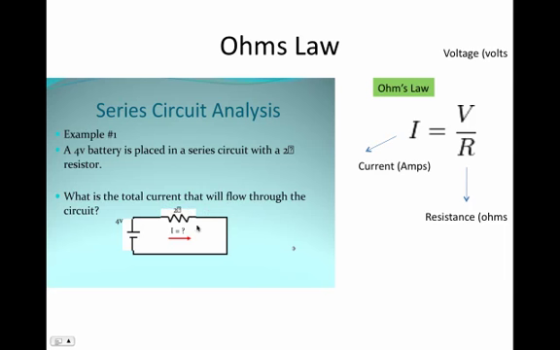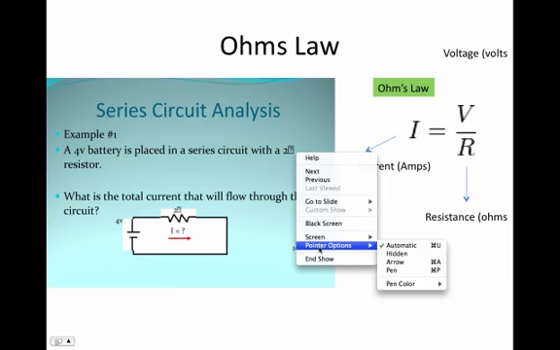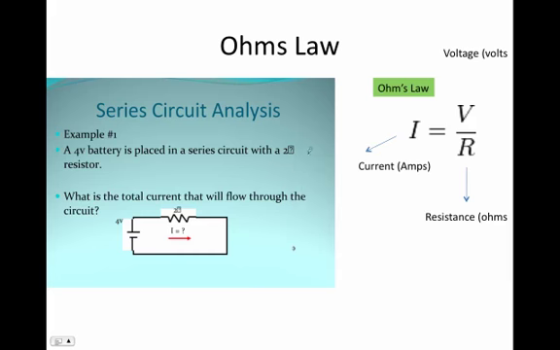Here's a circuit, and here's Ohm's law, or one version of it anyway. I equals current in amps, V is voltage in volts, and resistance is always in the unit ohms. So let's say we have a 4-volt battery, and it's placed in series with a 2 ohm resistor. Ohms has a neat symbol. Here's a symbol for ohms, kind of like that. Okay, what's the total current?